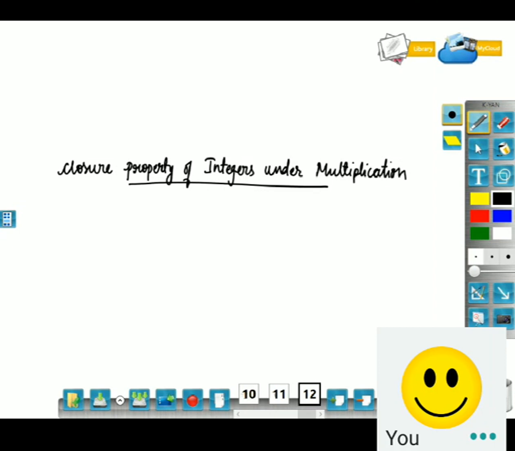Okay, so now according to closure property, we have to take any two integers. Let us take -2 and -3. -2 is an integer and -3 is also an integer. On multiplying these two, you are going to get 6. Is 6 an integer? Obviously 6 is an integer.